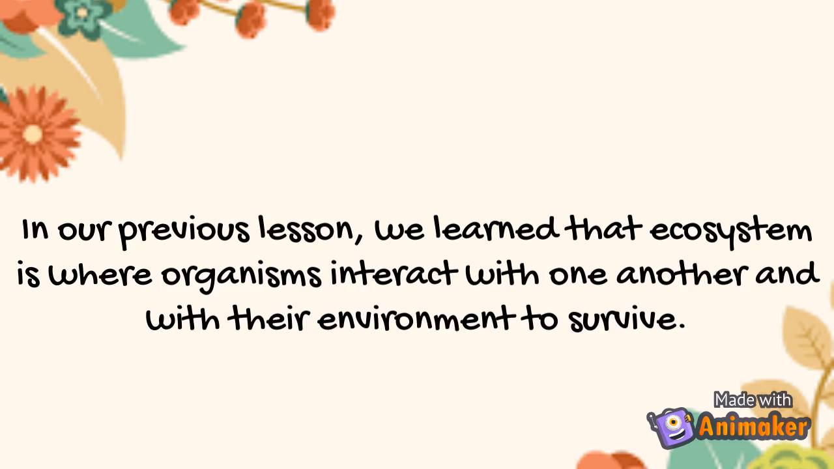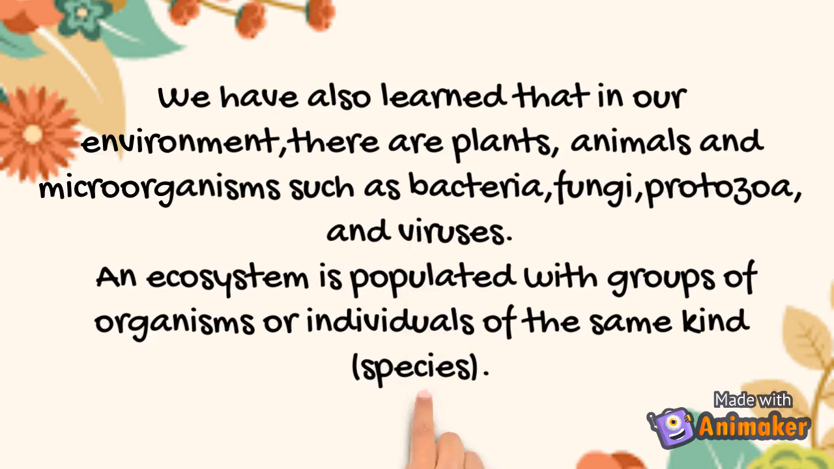In our previous lesson, we learned that ecosystem is where organisms interact with one another and with their environment to survive. We have also learned that in our environment, there are plants, animals and microorganisms such as bacteria, fungi, protozoa, and viruses. An ecosystem is populated with groups of organisms or individuals of the same kind or species.